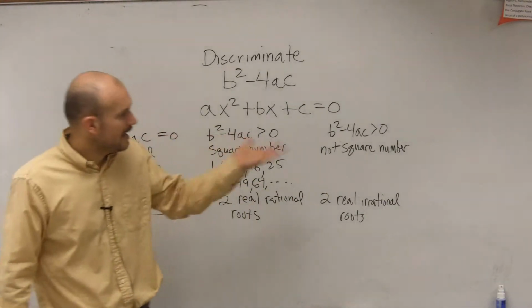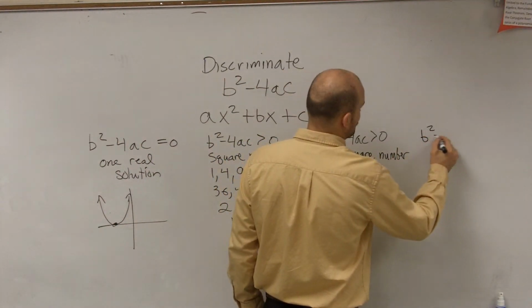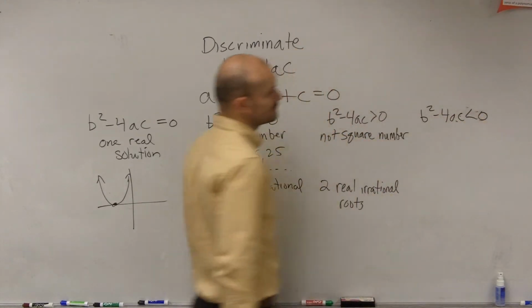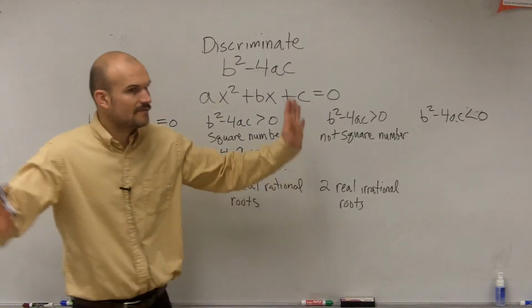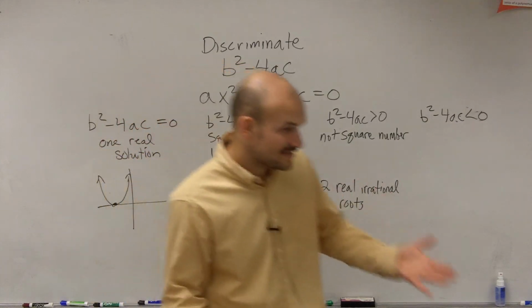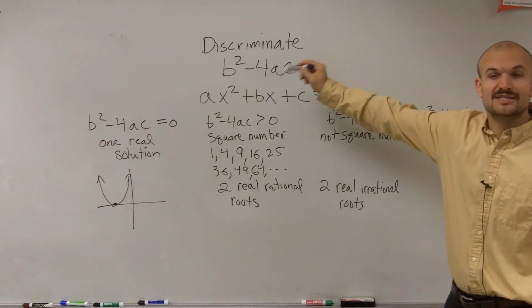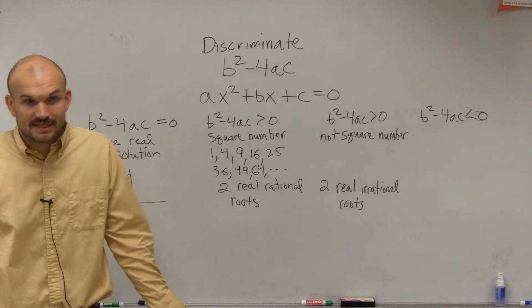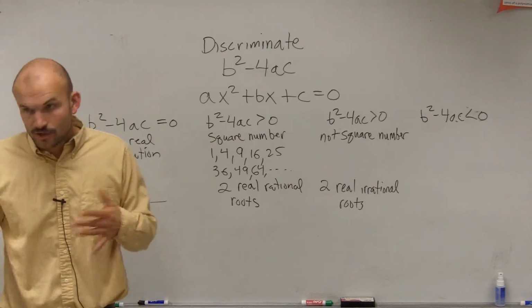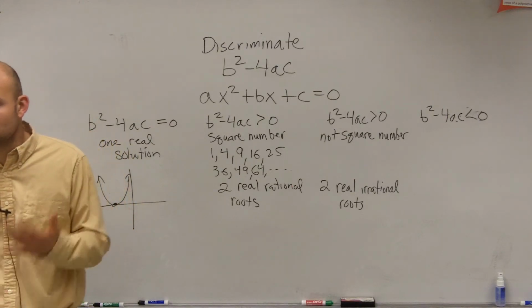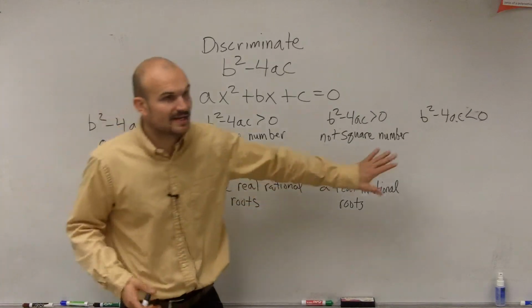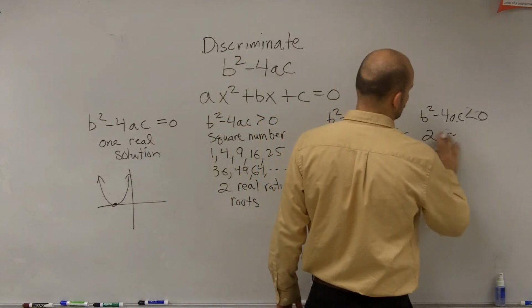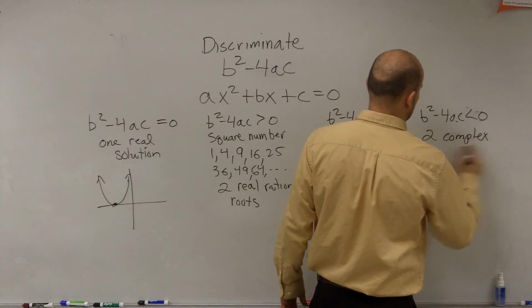All right? And then we have our last one. What about if you have b squared minus 4 times a times c less than 0? Doesn't matter if it's a square number or non-square number, if it's less than 0. So let's think about this. I told you this is the discriminant, meaning you're going to take the square root of this number, right? Can you take the square root of a negative number? No, right? But we learned how to take the square root of negative numbers by using what number system? Imaginary number system. And so what we'll have is complex numbers. Imaginary numbers are a part of complex numbers. So therefore, what we're going to have is 2 complex roots.